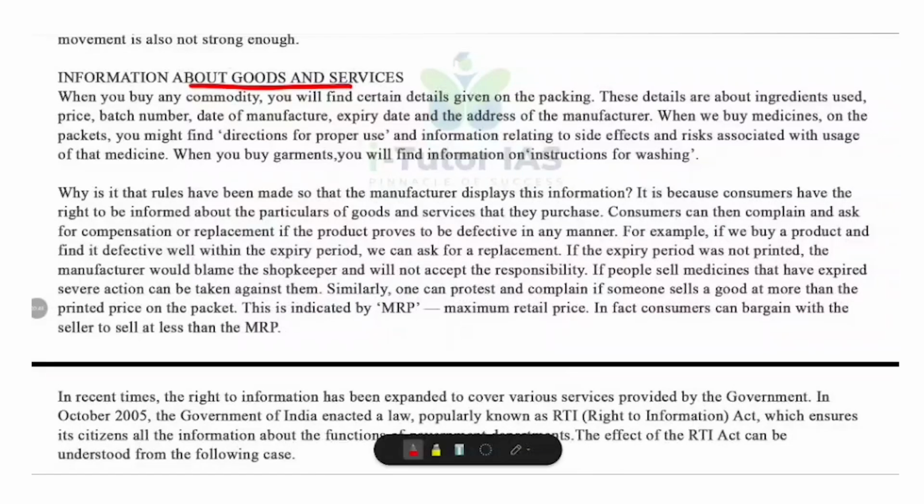Now, information about goods and services. Consumers have the right to know important details about the goods and services they buy, like information provided on the packets: ingredients or components used, price of the product, batch number, date of manufacture, expiry date, manufacturer's address, and so on. A specific example is medicine. It contains directions for proper use, side effects, risk, and so on. And what about garments? They have instructions for washing and caring. So the purpose is to ensure that consumers can make informed choices and use products safely. So proper labeling and information protects consumers from unsafe or misleading products and helps them use products correctly.